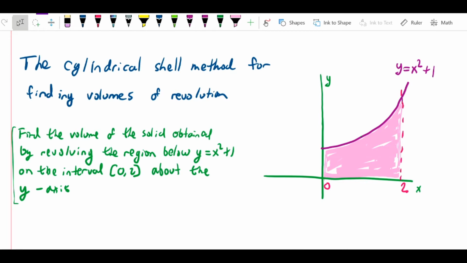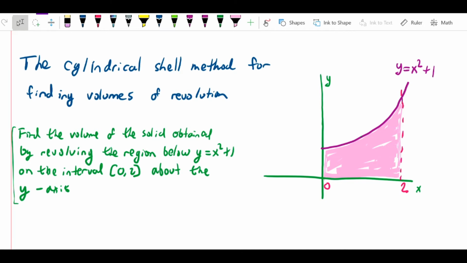Topic is the cylindrical shell method for finding volumes of revolution. In the previous video, we learned about a method of finding volumes of revolution called the disk washer method, where we were stacking up either circular disks or disks with a hole in them that we called washers. In the case of the cylindrical shell method, we're going to divide up the solid a little bit differently.